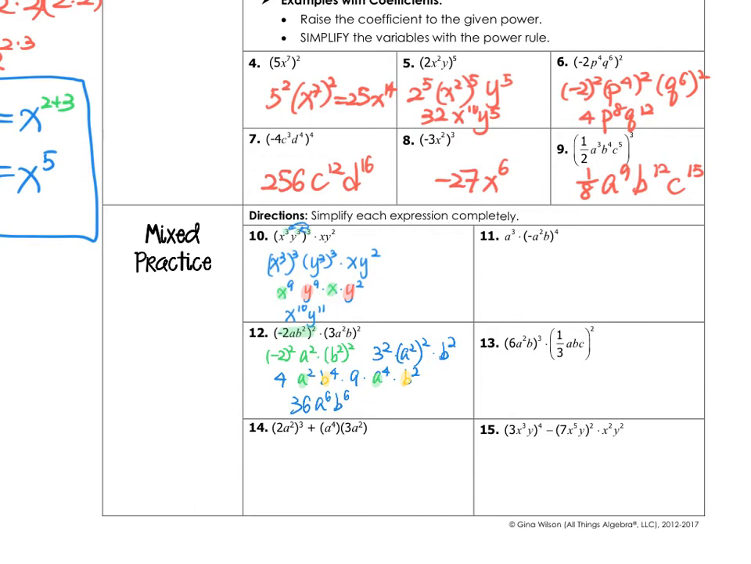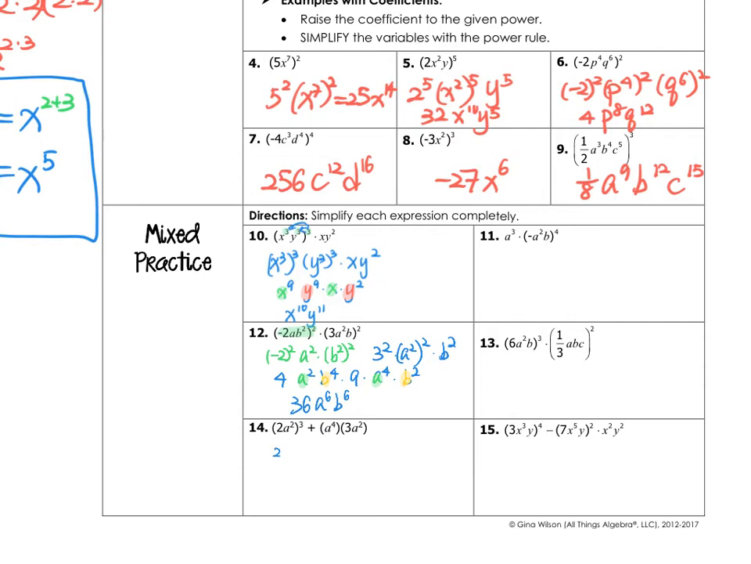Okay. Number 13, I will leave it to you. There's a fraction in there. Use your calculator. It works the same way. And I will do number 14.